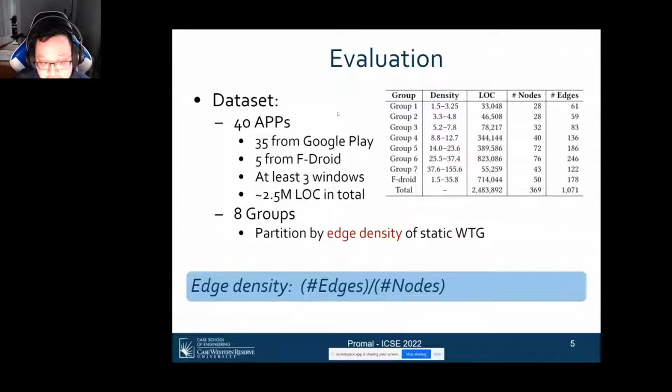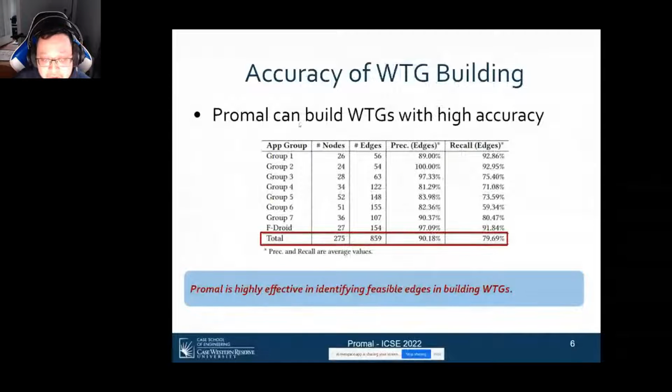So we partition all these 40 apps into 8 groups according to the edge density, as a way to discriminate them by their complexities. Edge density is defined by the number of edges divided by the number of nodes. So we evaluate our workflow on this data set and find we have a precision of 90% and a recall of almost 80%. So at this point, we can say that Promo is highly effective in identifying feasible edges and in building WTGs. So that's all I want to share with you.